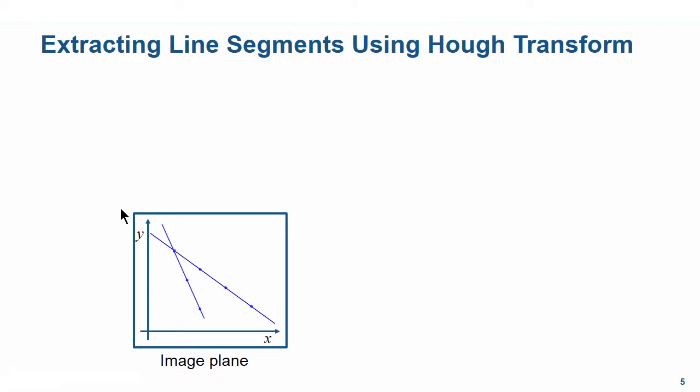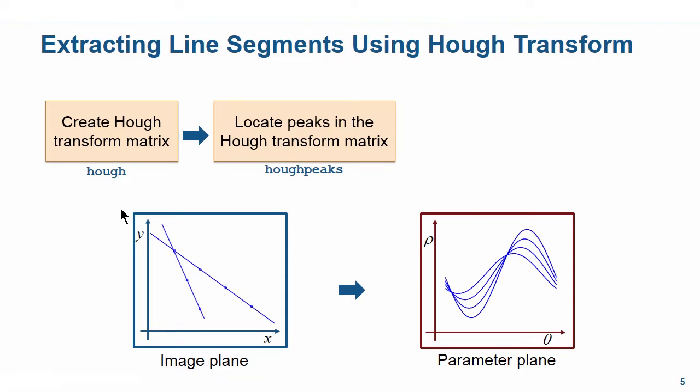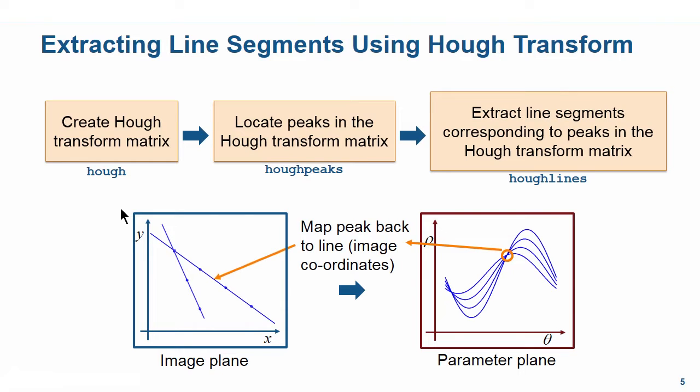We see the example image here. First, we create the Hough transform matrix using the hough function. Then we locate the peaks in the transform matrix using the houghpeaks function. The peaks correspond to the intersection points in the parameter plane, so each of these peaks is a detected line. The houghlines function is then used to map the peak back into the image plane and extract the line segments. Now, let's take a look at the Hough transform for simple images to understand the workflow involved.